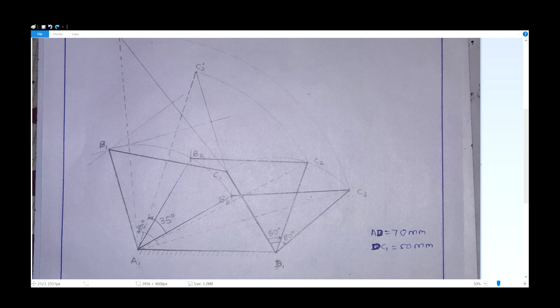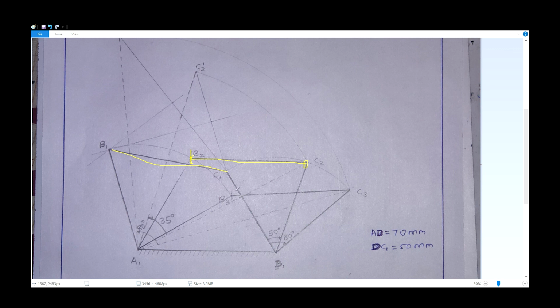So for getting B2 and B3 we will take the distance B1 C1, and having center C2 we will cut an arc on this arc. So the intersection of both arcs will give point B2. So after getting B2 point we will join A1, B2, C2 and D1. This is the second position.